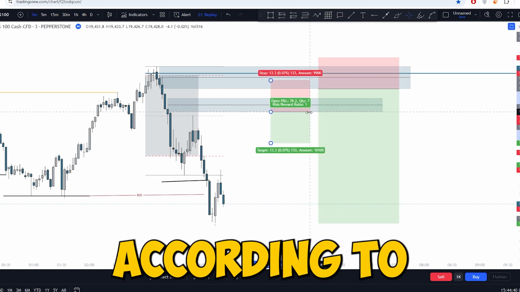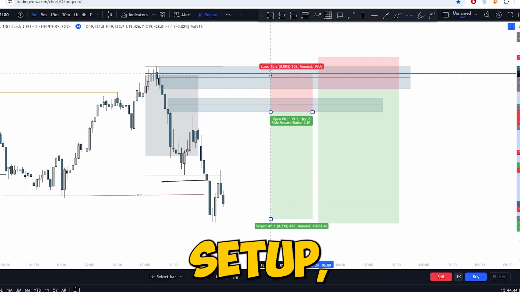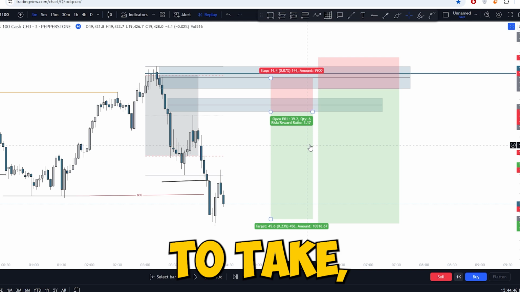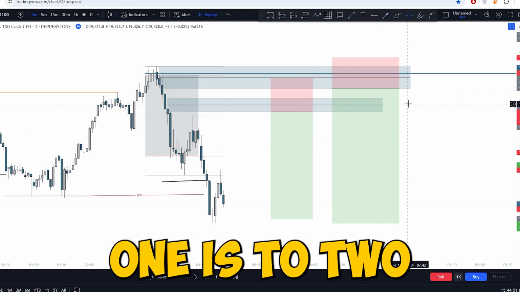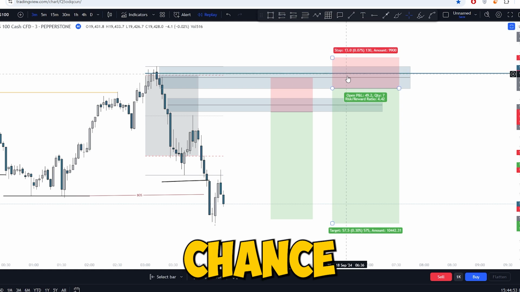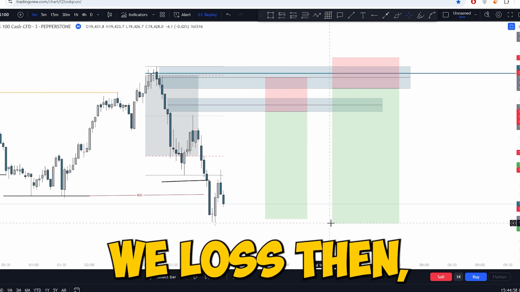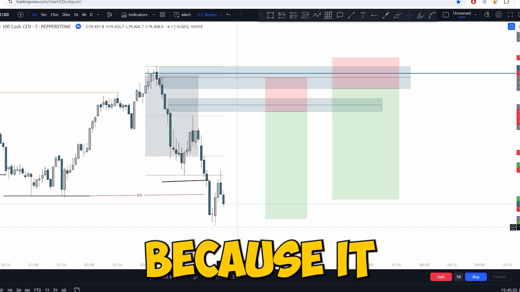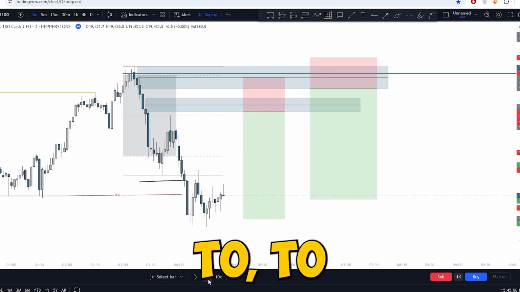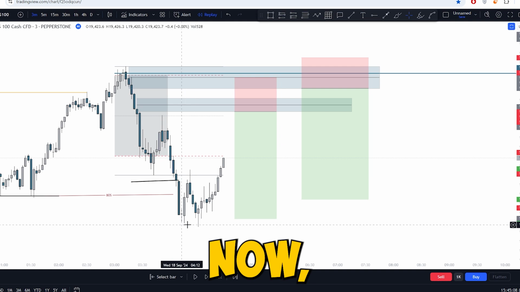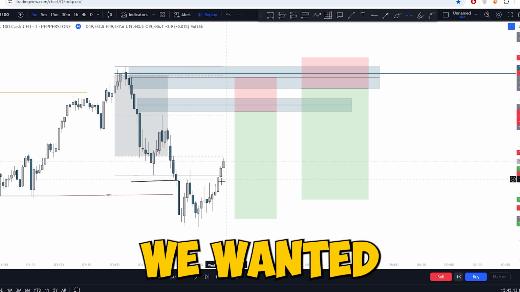According to my strategy and according to my rules, for each setup, I have two chances to take the trade. My very first one will be a quick 1:2. And then my second chance will be a quick 1:3, which should cover some of my loss, give me some profits because it has a wider area to travel. Now, so we patiently waited for price to move according to what we wanted to do.